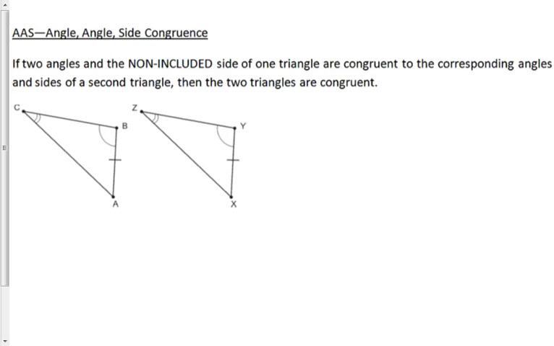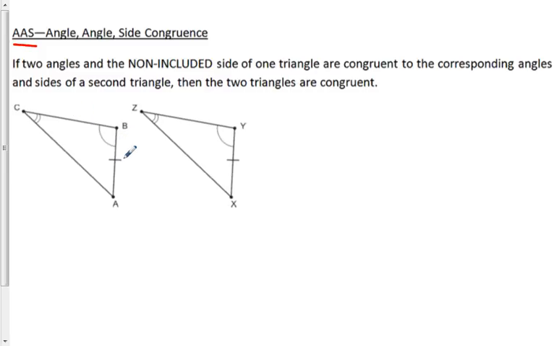So the first one that we're going to look at is angle, angle, side. Okay, this basically says that if we have 2 different triangles, like here we have ABC and XYZ, if we can say that 2 of the angles from one triangle and one of the sides that's not included between them. So if we had this angle here, we're not talking about the one in between them. It has to be a separate one.